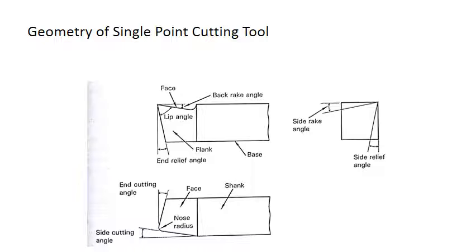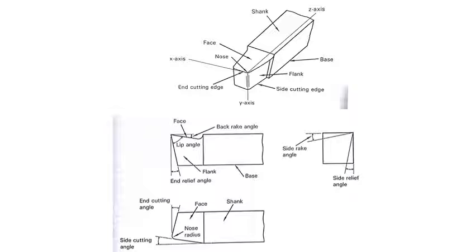This is the top view. Side view, front view. In the front view you can see the nose radius. And this one is the top view. Nose radius, base and shank, and cutting edge angle, side cutting edge angle. So the front view, that's a side. Single point cutting tool, front, top and side. So you can see this figure clearly. This is a single point cutting tool.